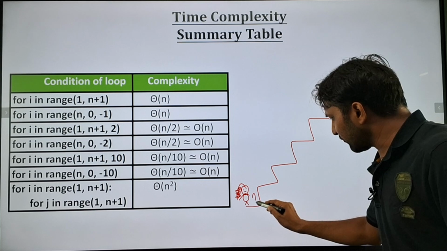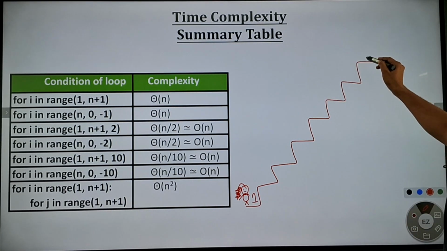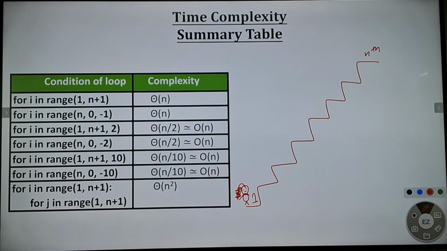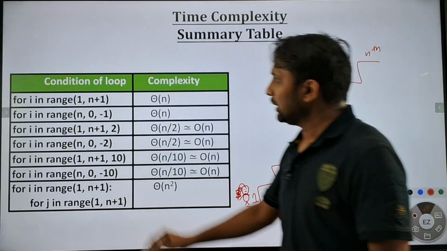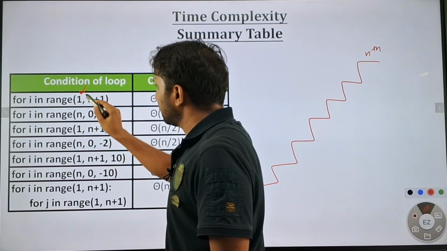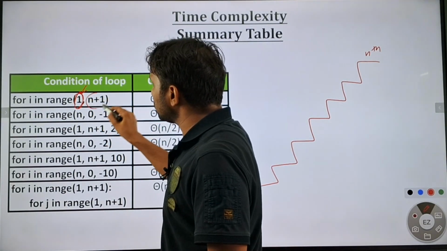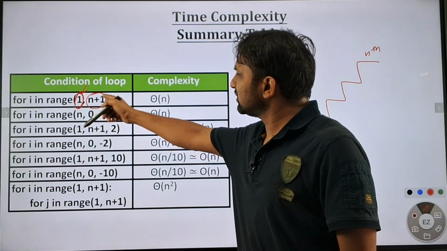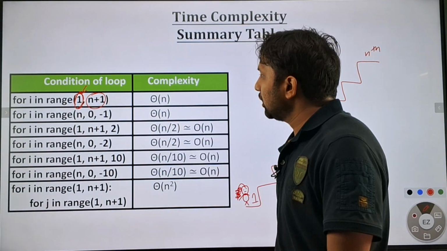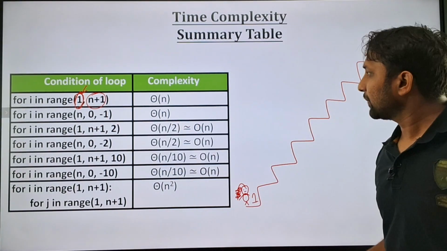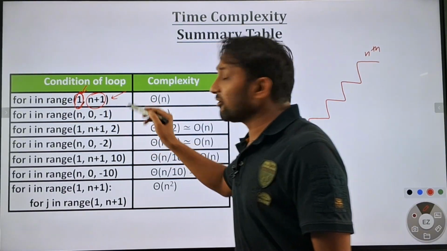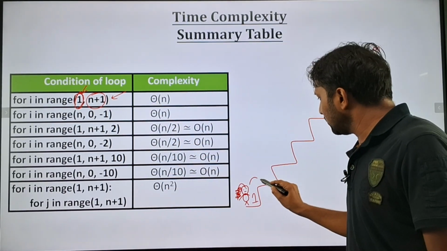She's standing at the 1st step and she wants to go to the nth step. If I ask you, the girl is standing at the 1st step, she wants to go to the nth step. So n plus 1, this loop will go up to the nth step. Every time she is taking one step, one.